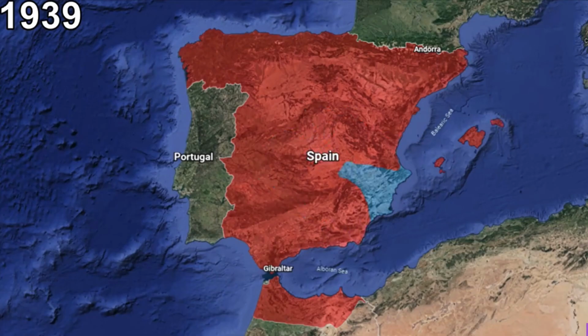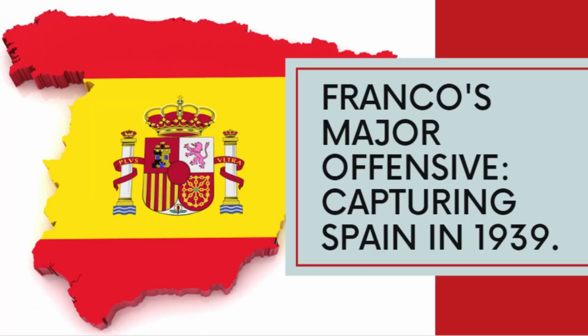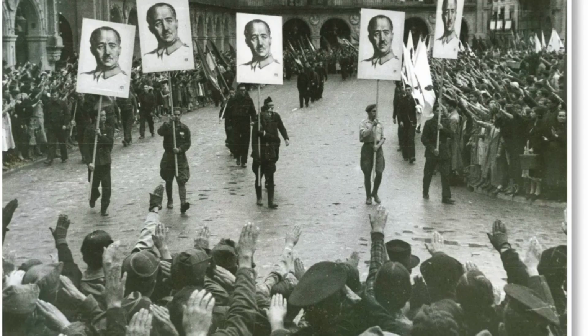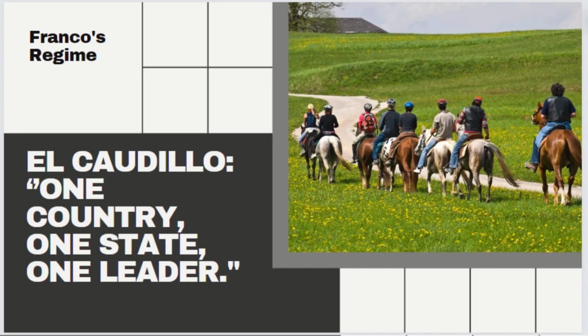Although they received weapons aid from the Soviet Union with a last hope, this aid was not sufficient to defeat the revolutionists, and the government had to accept defeat. Seizing the desperation of the socialists, Franco, in March 1939, captured all of Spain in a major offensive, 5 months before the start of World War II, on April 1st, 1939. Franco received the title of El Caudillo, meaning the leader who guides on horseback, and his slogan was "One country, one state, one leader."